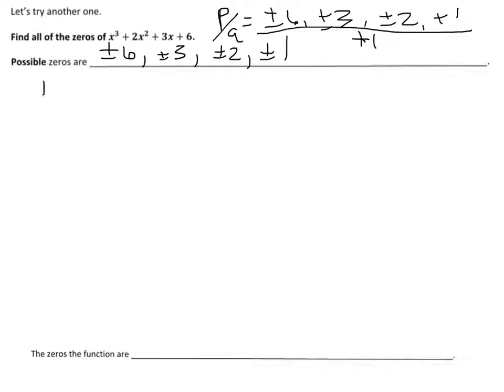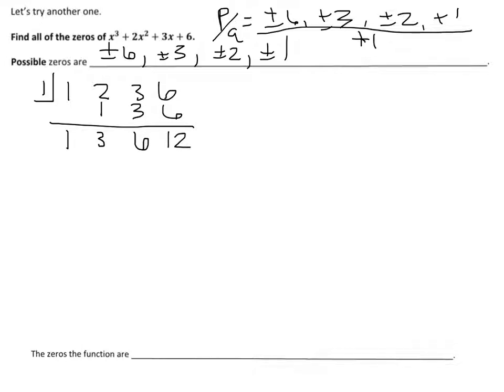I'm going to start with 1. So I'll have 1, 2, 3, and 6. Bring my 1 straight down. 1 times 1 is 1. 2 plus 1 is 3. 3 times 1 is 3. Bringing it straight down, 3 plus 3 is 6. 1 times 6 is 6. And we end up with 12 as a remainder. So this one is not a 0. Let's try negative 1.